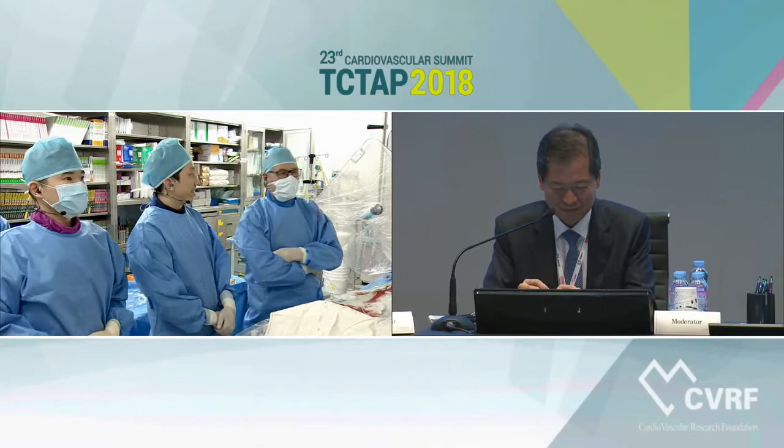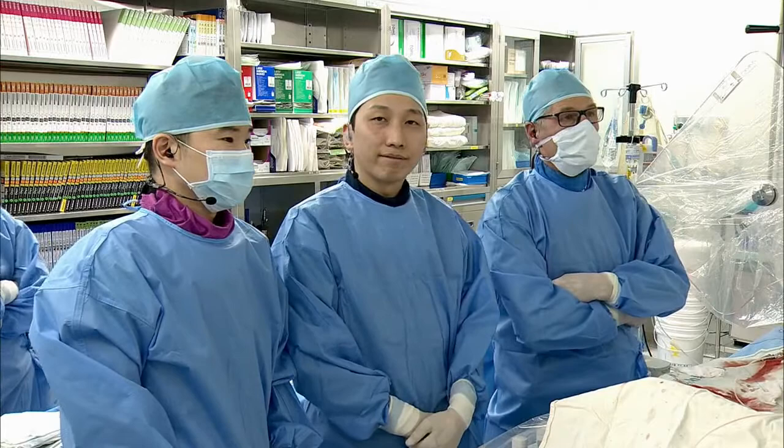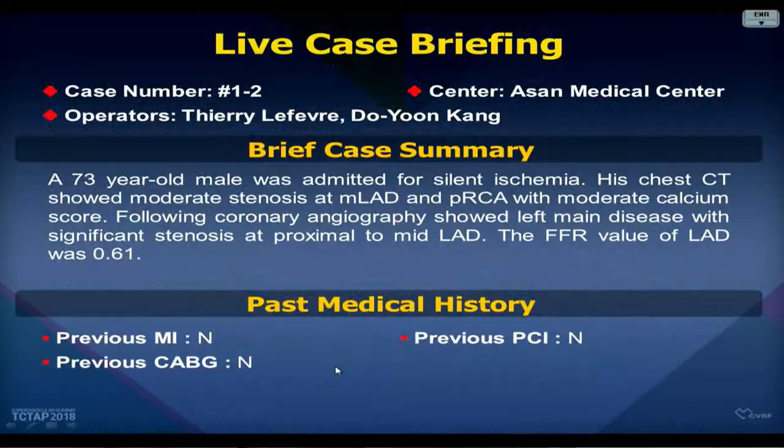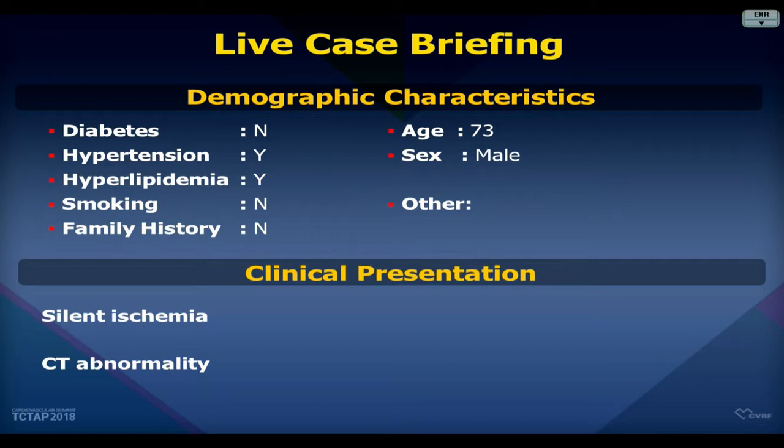Dr. Kang will describe the story of this patient. Good afternoon, ladies and gentlemen. This patient is a 73-year-old male admitted for silent ischemia. His coronary CT showed moderate stenosis at mid-LAD and proximal RCA with calcification. Following coronary angiography showed left main disease with significant stenosis at the proximal to mid-LAD. The FFR value of LAD was 0.61, and RCA showed mild disease, so we decided to treat medically. The patient has a history of hypertension and hyperlipidemia, and we will now treat the left main to mid-LAD disease and diagonal disease.